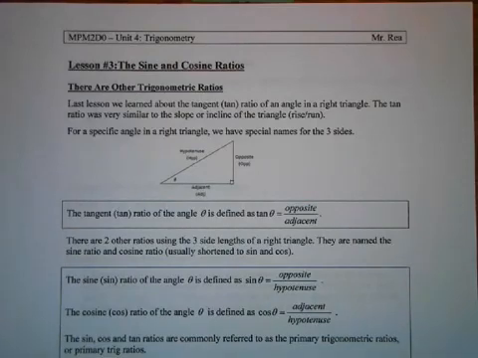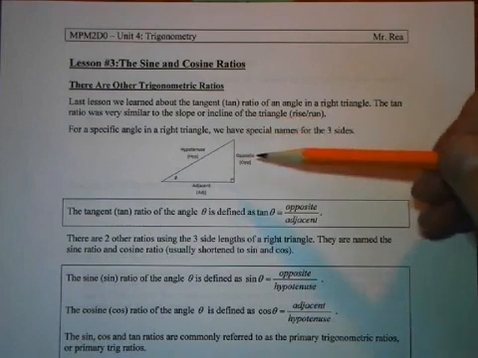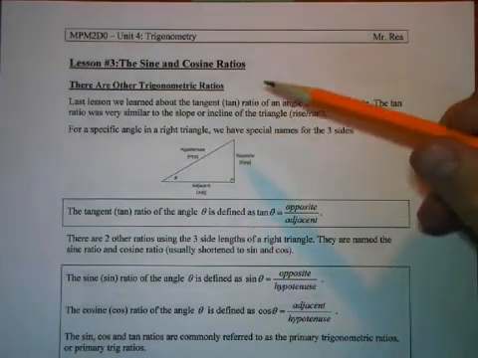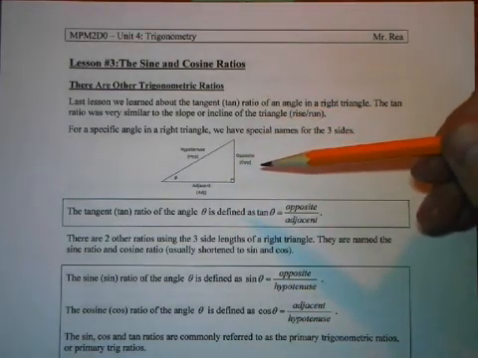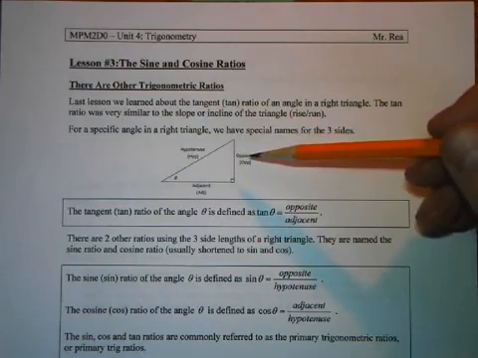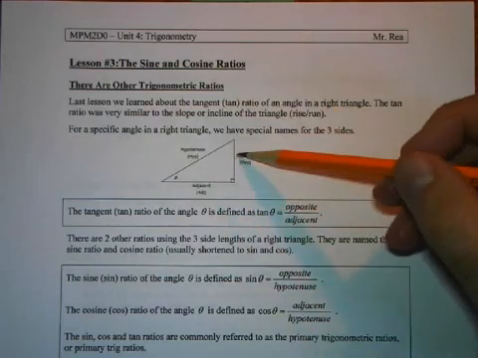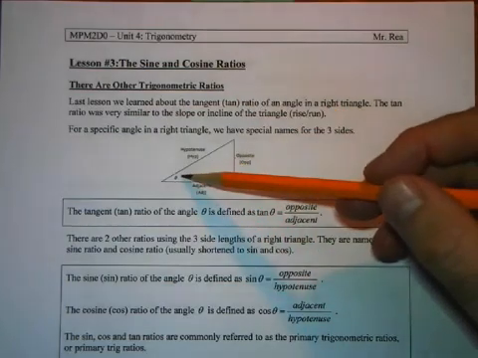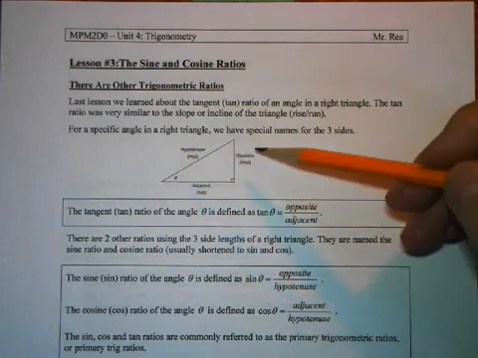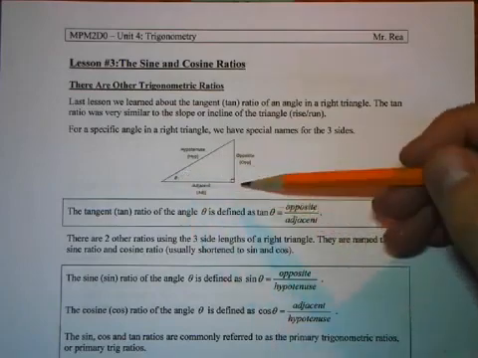If you remember the last lesson, we learned about the tangent ratio, okay? And we used this for right triangles. If you think back, if we knew the opposite and adjacent side, we would be able to figure out what angle that is in the triangle. So knowing those two sides allows us to get that angle.